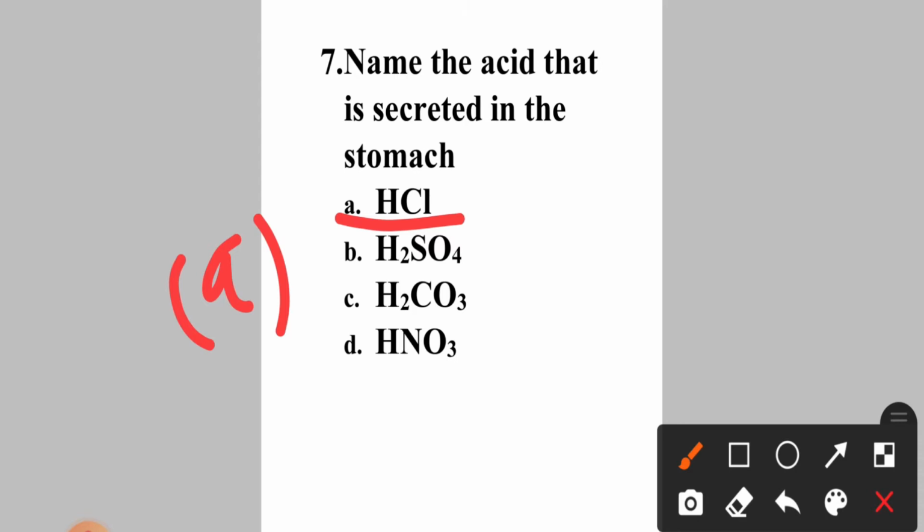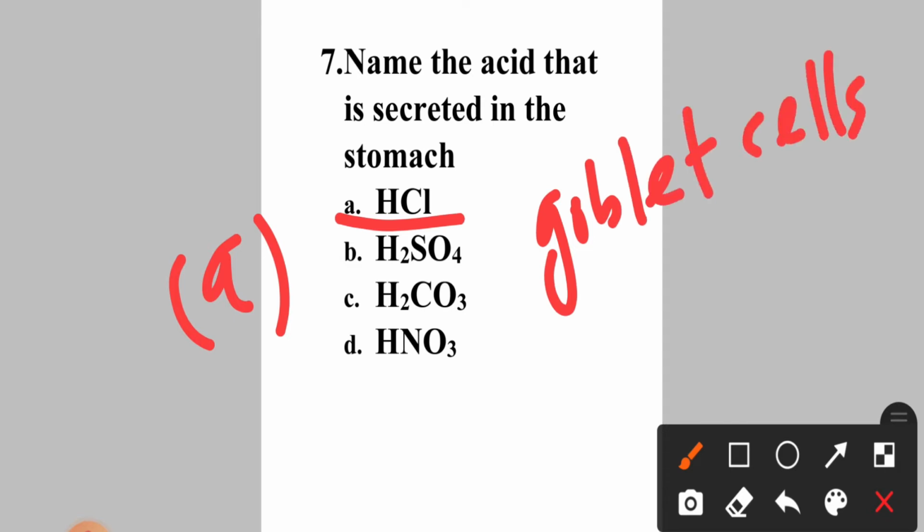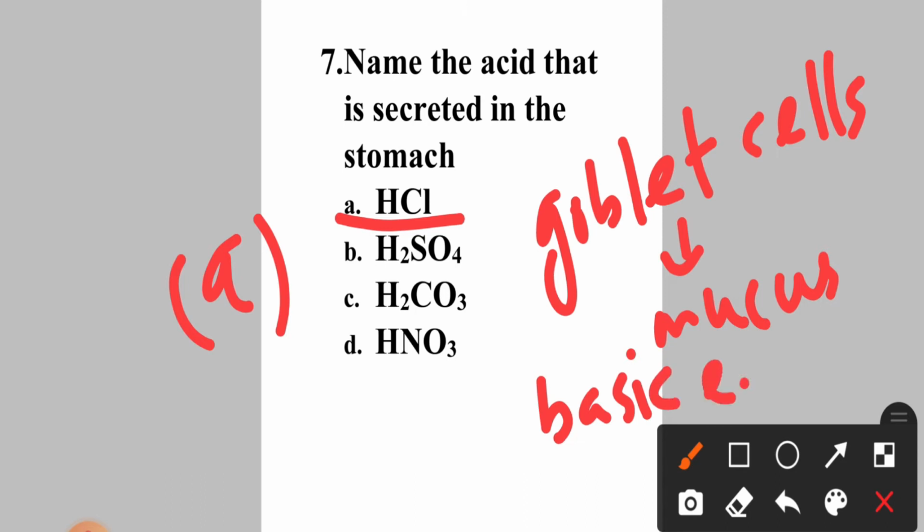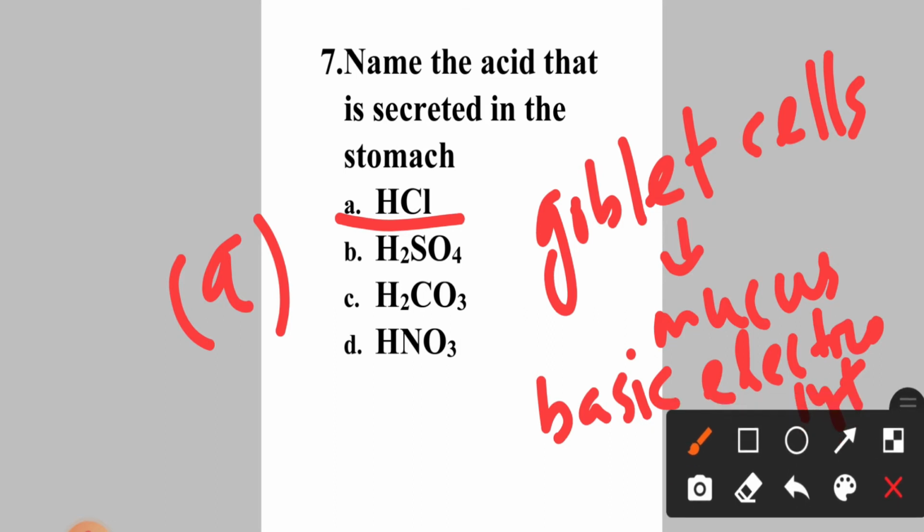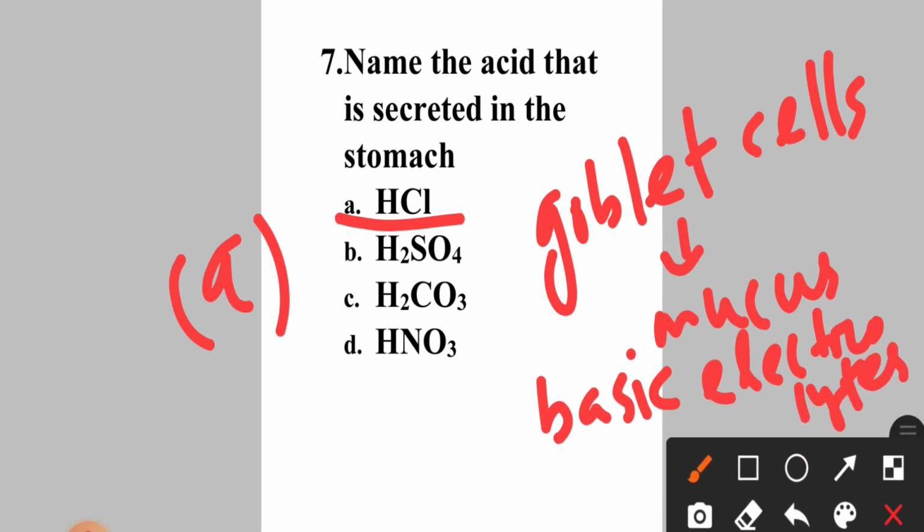So here a question arises, what prevents gastric acid from damaging the stomach? Okay, so remember that goblet cells in the mucus secrete large quantities of protective mucus that lines the mucosal surface. Basic electrolytes like bicarbonates trapped inside the layer of mucus neutralize any hydrochloric acid that penetrates the mucus. Okay, so remember this, it's just for your knowledge.